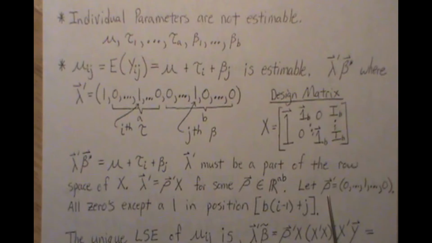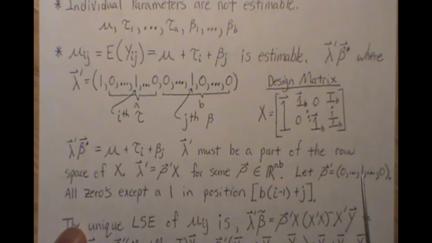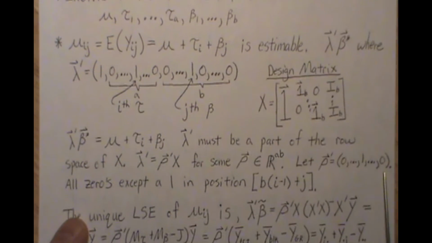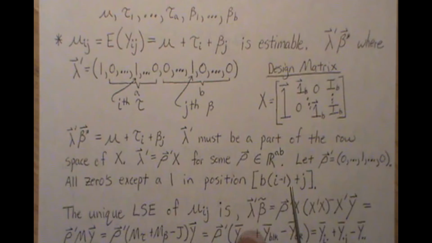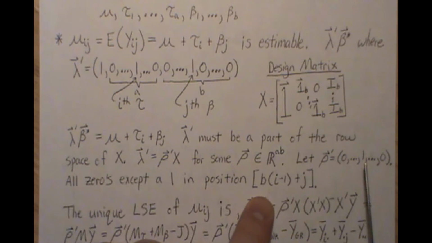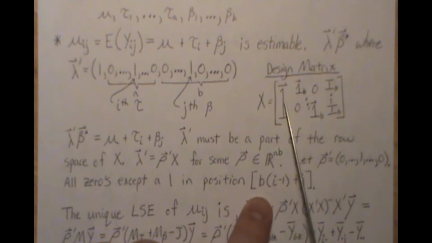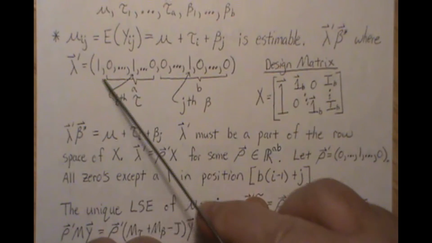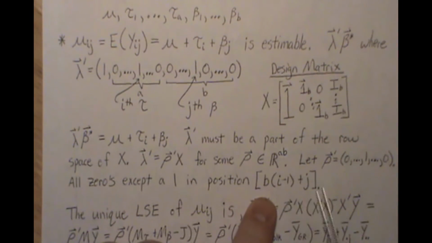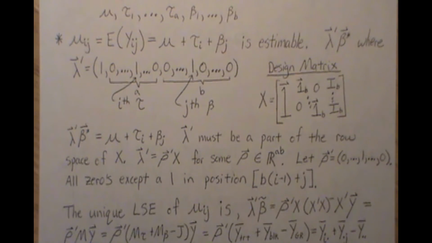So let's let rho be this. It's all zeros except for a 1, and then all zeros. And the 1 is in this position. The reason we do that is that when we multiply this times this, it's going to pick off that row that corresponds to this lambda. That's what we just did. That's how we know that this is estimable.